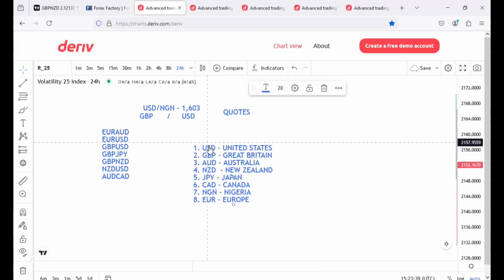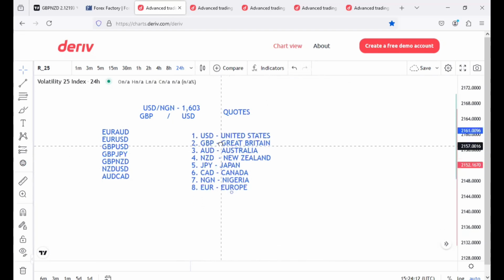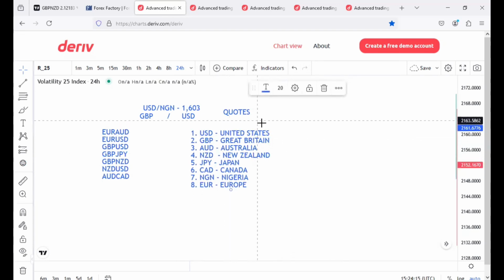If you look at these pairs now, you will notice that for every one of these currencies, the first two letters usually denote their country. There are so many pairs in the market, but these are just some of them. Look at this: US, United States; GB, Great Britain; AU, Australia; NZ, New Zealand; JP, Japan; CA, Canada; NG, Nigeria; EU, Europe. That is how they point out their currency in the market. It makes them stand out. Once you see GB, you know it's Great Britain. Once you see US, you know it's United States, and like that.